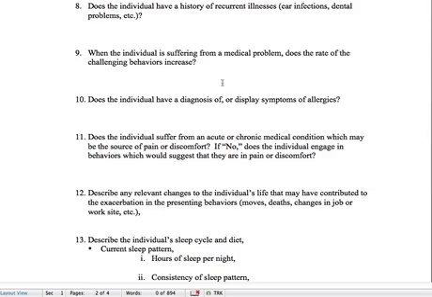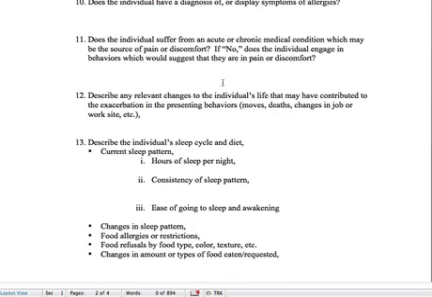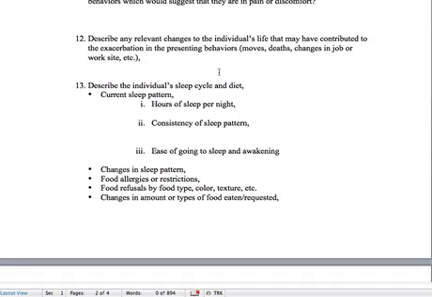Note question 9, real interesting. If medical problems exist, does that influence the frequency of challenging behaviors? Allergic reactions. Question 11 gets at pain and discomfort. And then if no, we ask, does the individual engage in behaviors which would suggest that the individual is in pain or discomfort?